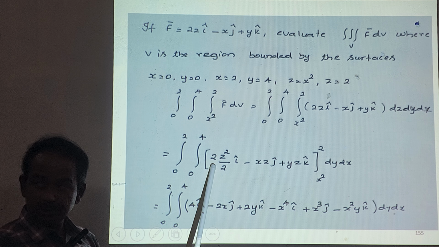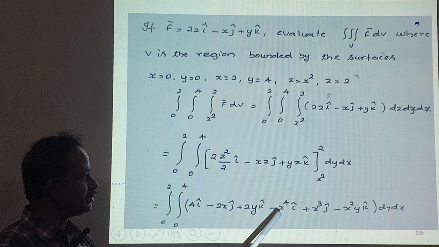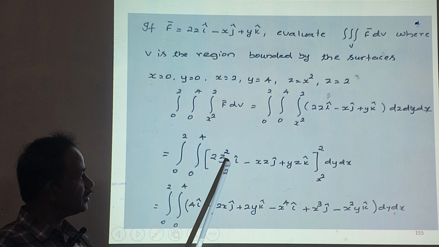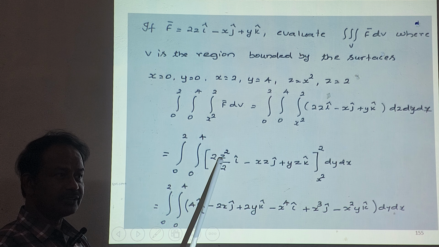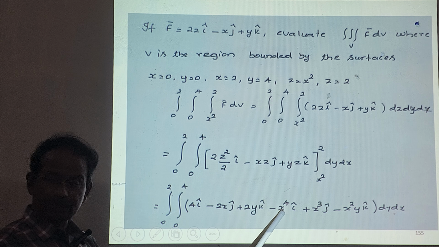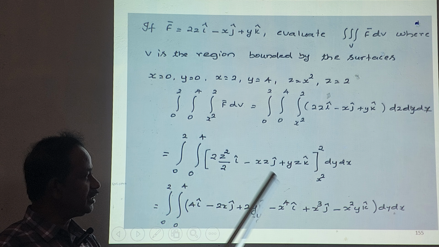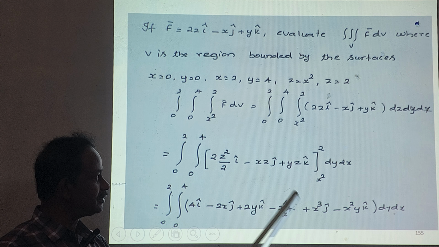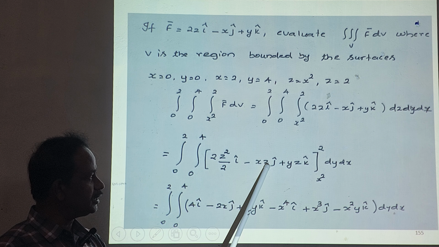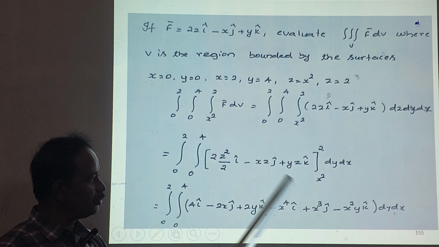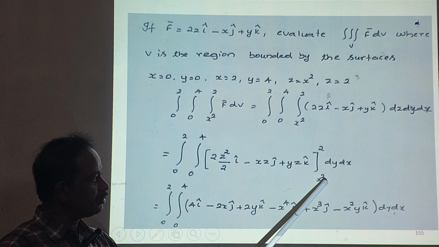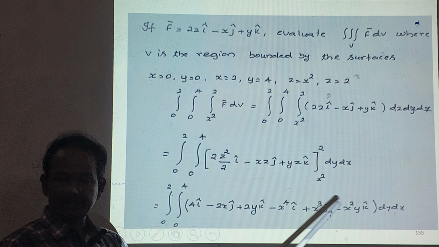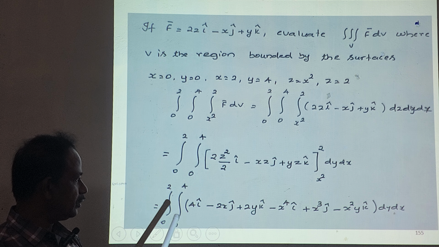Then minus, you have to substitute the lower limit. So that will give you minus, here 2 will cancel, already we know, and this is z squared. So x squared whole square, that will give you x to the power 4. So minus plus, it will become plus. Instead of z, you have to substitute x squared. So that will give you x cube. Instead of z, you have to substitute x squared. So minus x squared y dy dx.